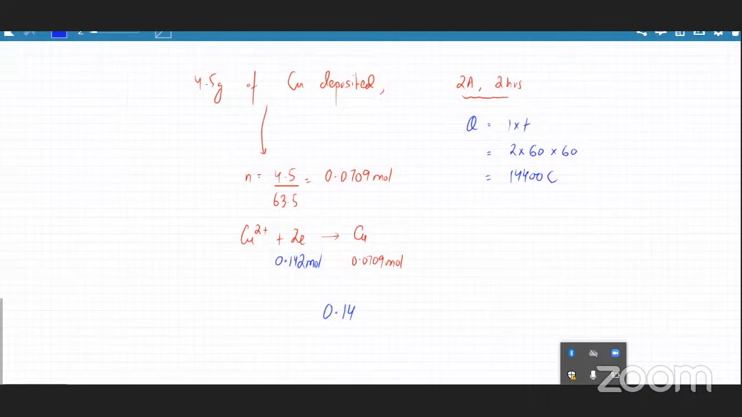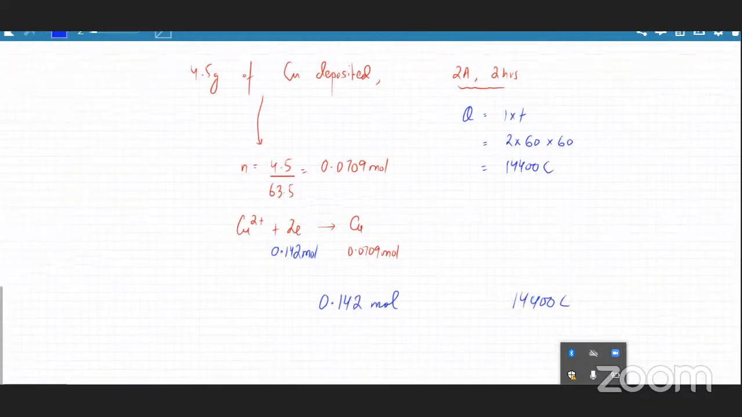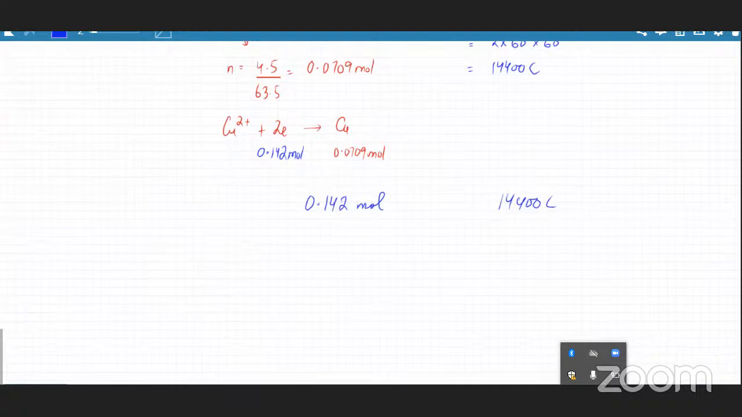You found 0.142 moles of electrons, and you found the charge, which is 14,400 coulombs. Now, since you have found the charge, you can figure out how many electrons you have, because you know that one electron has a charge of 1.6 times 10 to the power minus 19 coulombs, right? So divide these two, and you'll find the number of electrons. How many electrons do you get?